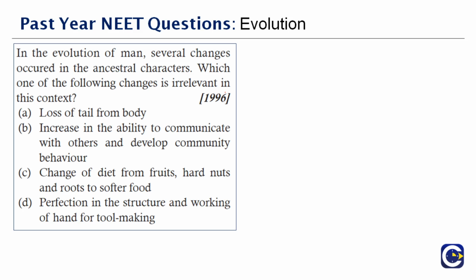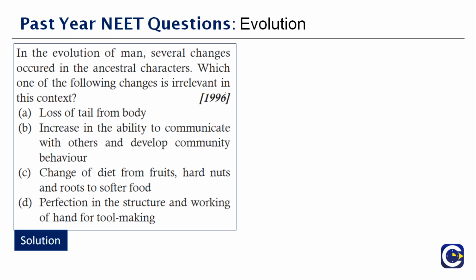Which one of the following changes is irrelevant in this context? Again, you have to analyze the statements here. See, during the ancient period, men ate hard nuts and hard roots. Thus the change in diet is the most relevant change in the evolution of man. So as days went by, now only we are cooking and eating, right? Now only we cook food, we grind, we do a lot of magic to the food that we eat.